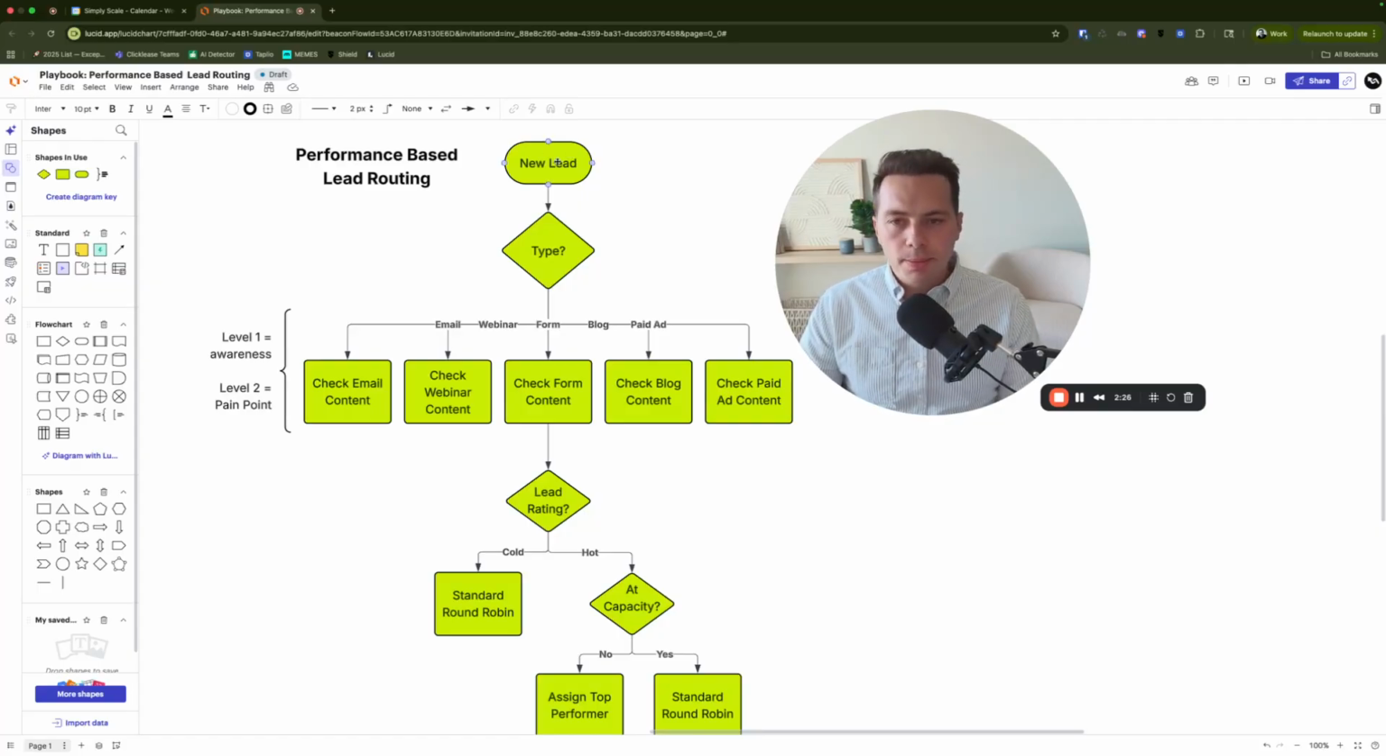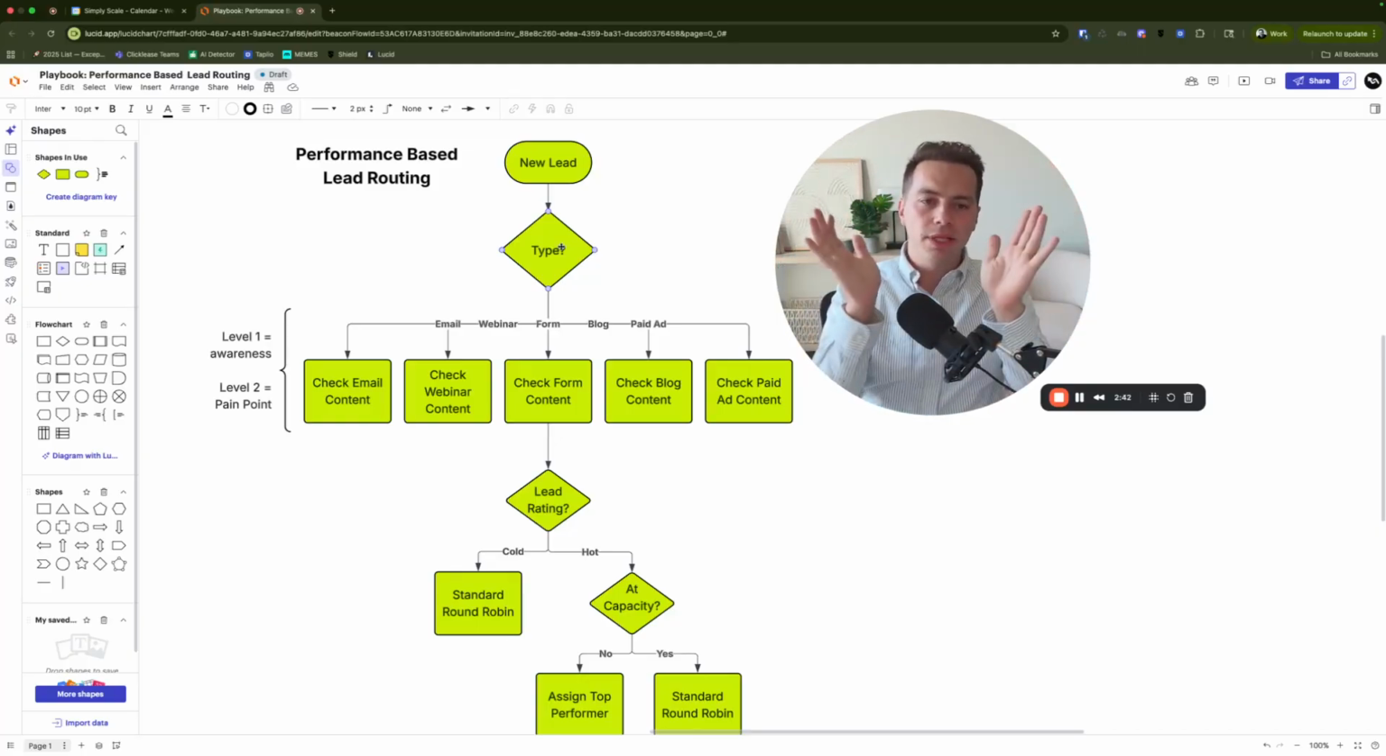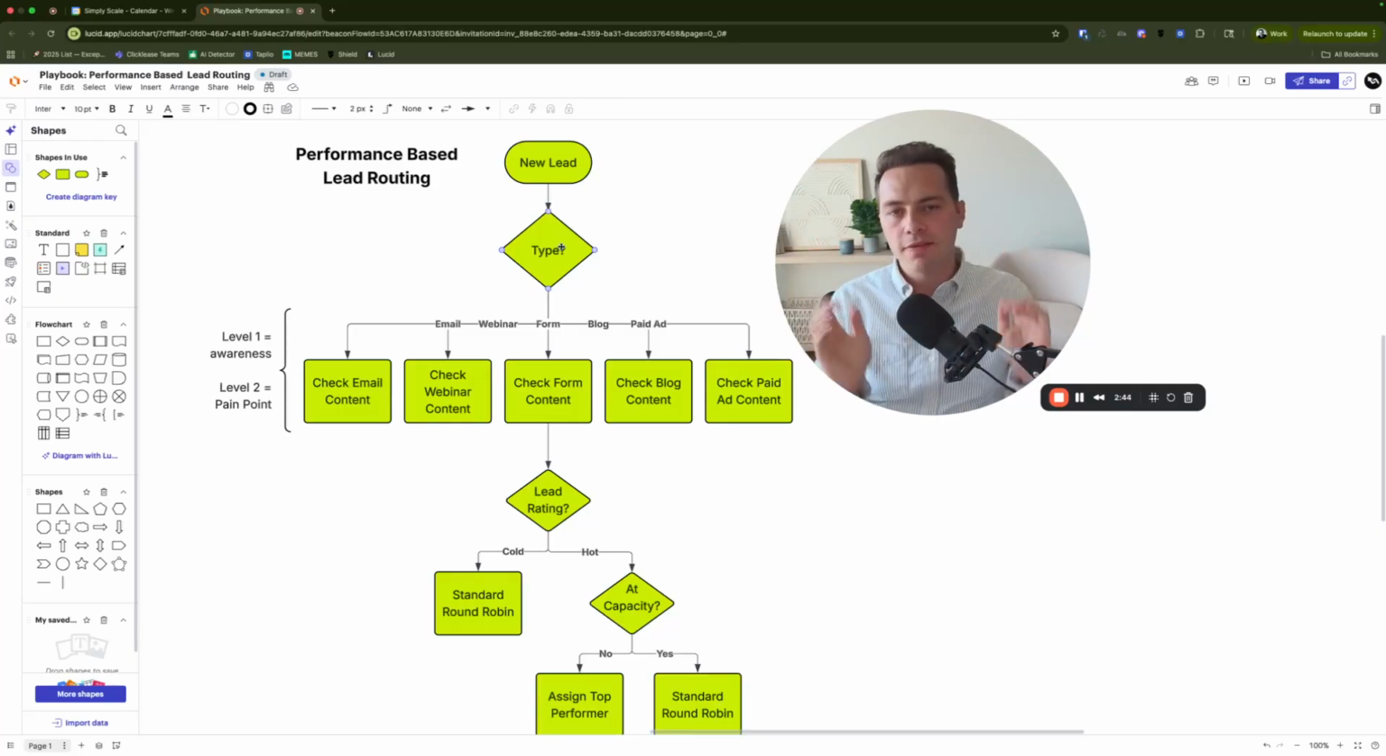So the very first step, obviously, is you get some kind of new lead that comes into Salesforce. And what we want to do as decision number one is figure out the engagement type of that lead. So how did they find us, essentially? Now, within your marketing, you have something like a funnel, okay? And within that funnel, there are three things: top of funnel, middle of funnel, and bottom of funnel.